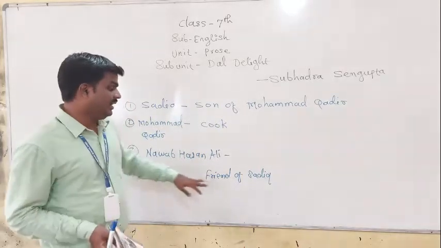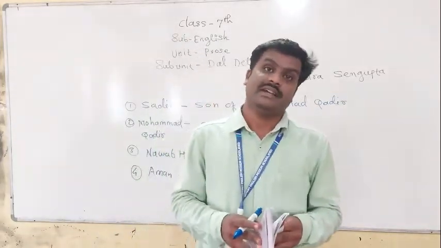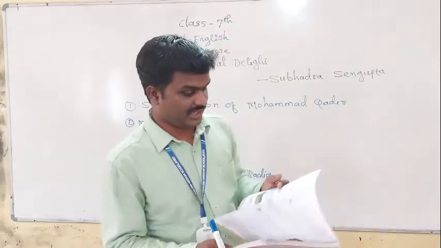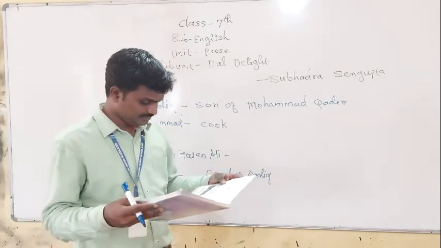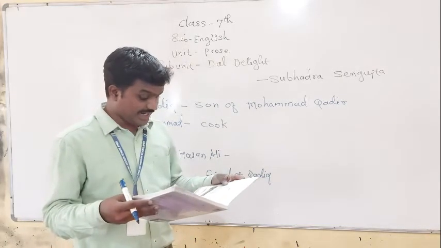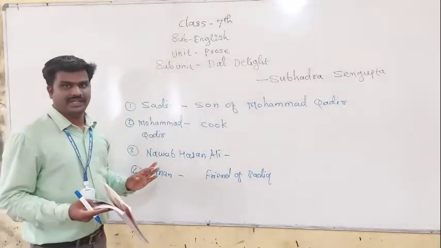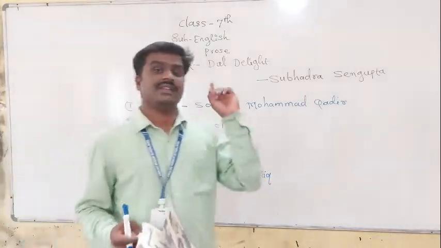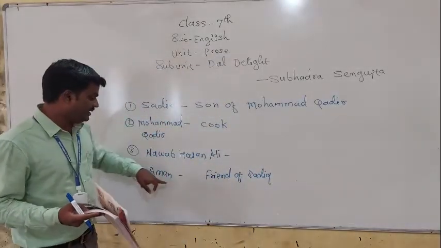He remembered Aman, a friend of Sadiq, who was also a master at flying kites. He requested Aman to cut Nawab Ali's kite, and as per his request, Nawab Ali's kite was cut by Aman.